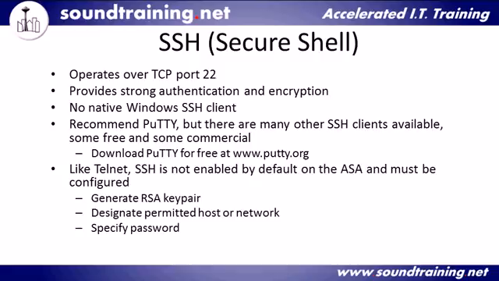Now, like Telnet, SSH is not enabled by default on the ASA. You must configure it. There are 3 steps. You have to generate the RSA key pair. You have to designate permitted hosts or network by IP address, and then you have to specify a password.